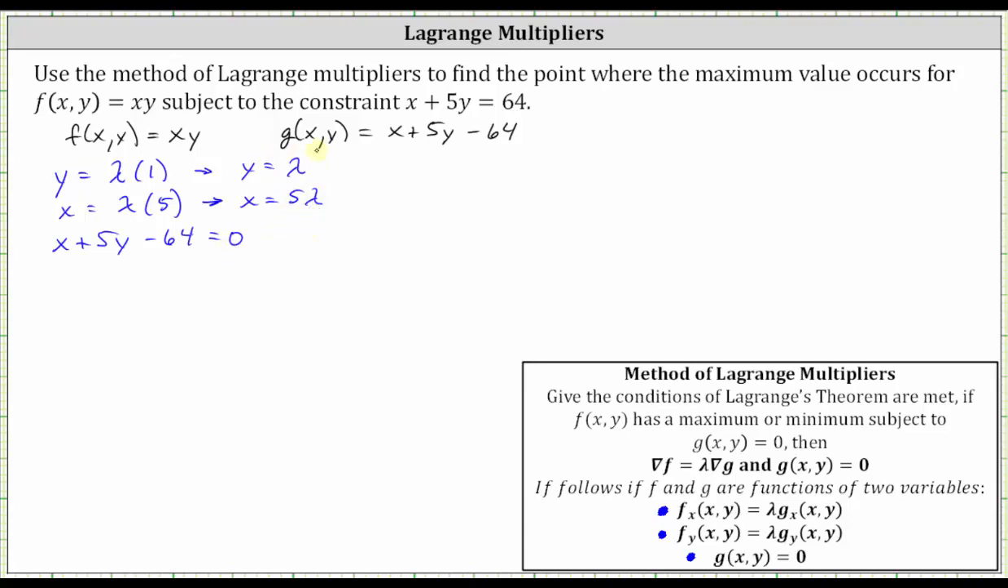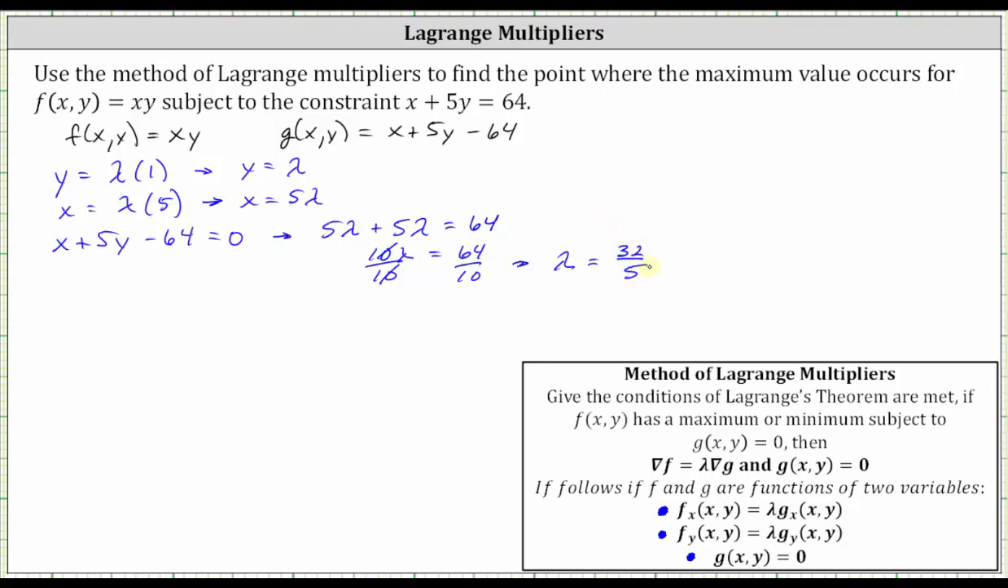To find the value of lambda, we will substitute 5 lambda for x in the constraint equation and lambda for y again in the constraint equation. So performing those substitutions, x is equal to 5 lambda, and we have plus 5 times y, and y is lambda, giving us 5 lambda. Let's go ahead and add 64 to both sides, giving us equals 64. Combining like terms, 10 lambda is equal to 64, dividing both sides by 10. Simplifying, we have lambda is equal to 64 tenths, which simplifies to 32 fifths.